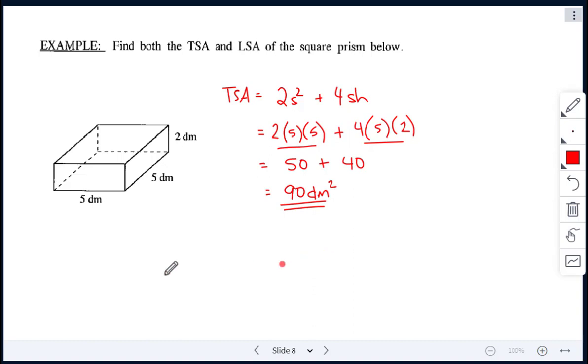For the lateral surface area, that's the lateral sides, so we ignore the top and bottom. So lateral surface area is just going to be 4SH, which will be just the 4 times the 5 times the 2, which is 40 decimeters squared.